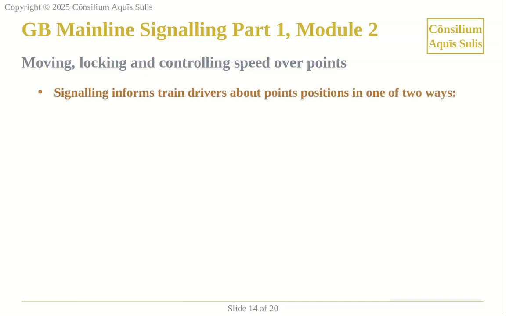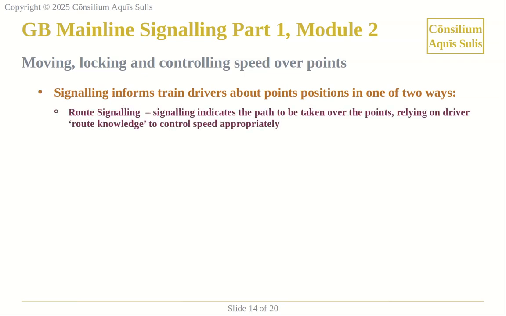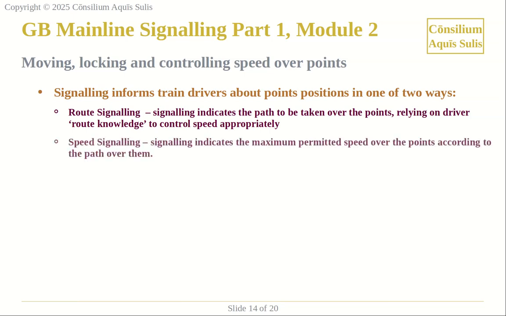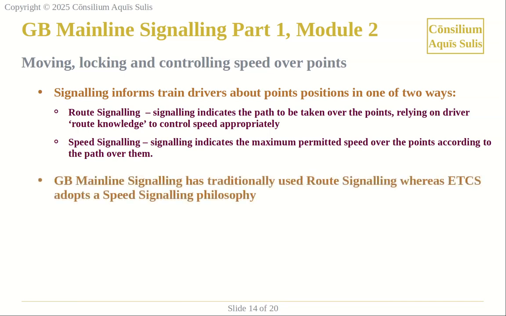Signalling can inform train drivers about point positions in one of 2 ways. One approach is known as route signalling, whereby the signalling indicates the path to be taken over the points and relies on driver route knowledge to control speed appropriately. The other, known as speed signalling, indicates the maximum permitted speed over the points according to the path over them. Traditionally, mainline signalling in Great Britain has adopted a route signalling philosophy, whereas European Train Control System, ETCS, which is now becoming more prevalent, adopts a speed signalling philosophy, as is more common on continental railways.